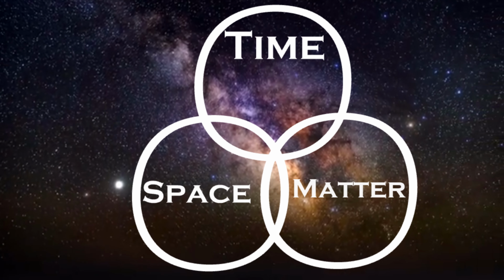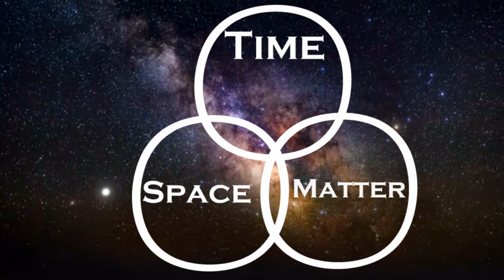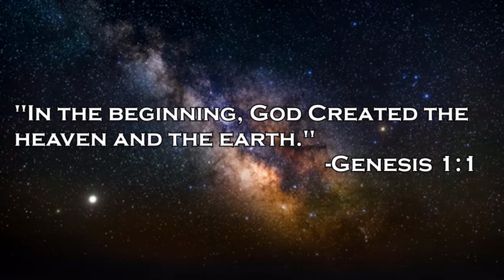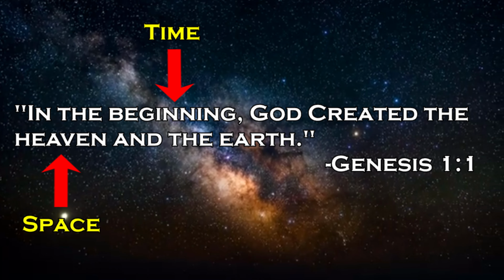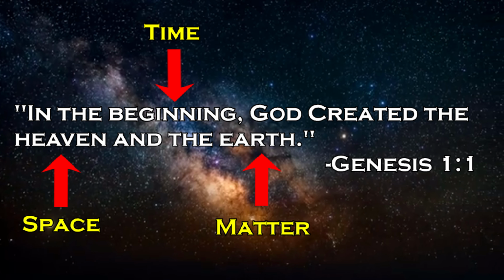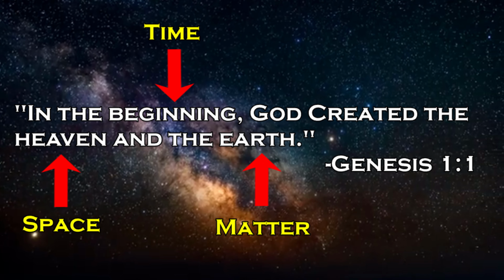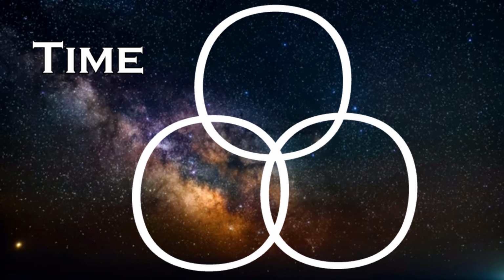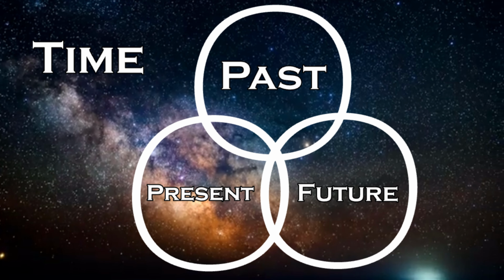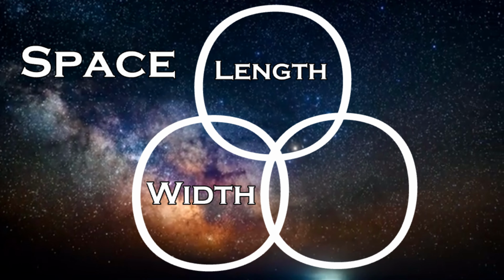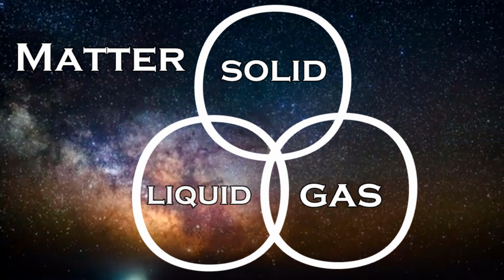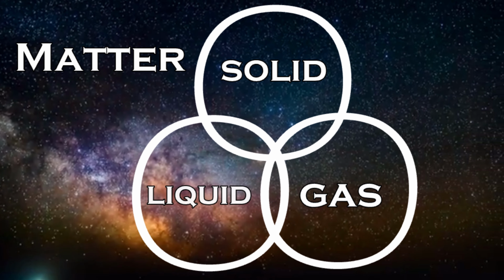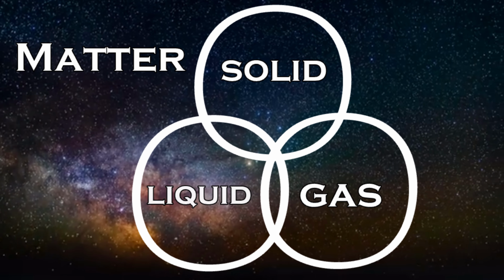The Bible actually answers this problem in the first sentence of the book. In the beginning, that's time, God created the heaven, that's space, and the earth, that's matter. Also, inside of each of these, there is another continuum. Time has past, present, future. Space has length, width, height. And matter has solid, liquid, gas. This is a trinity of trinities created simultaneously by the Holy Trinity.